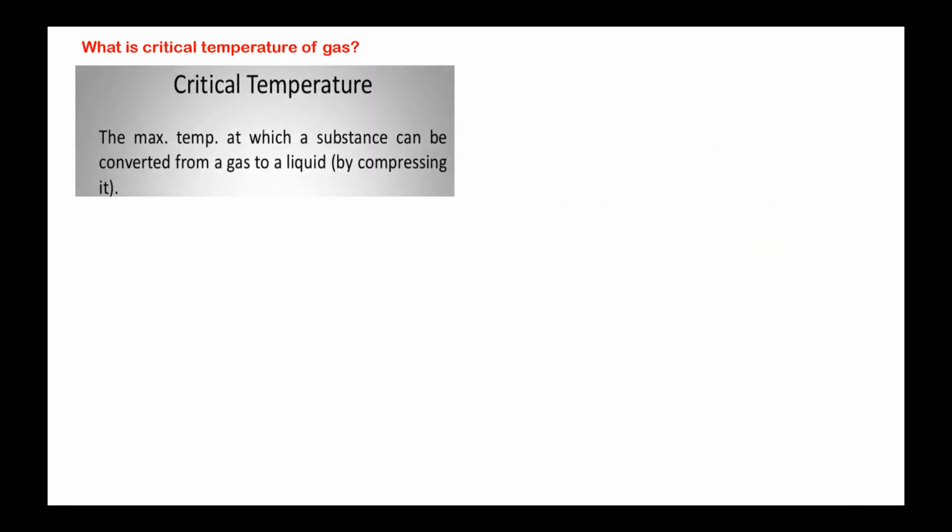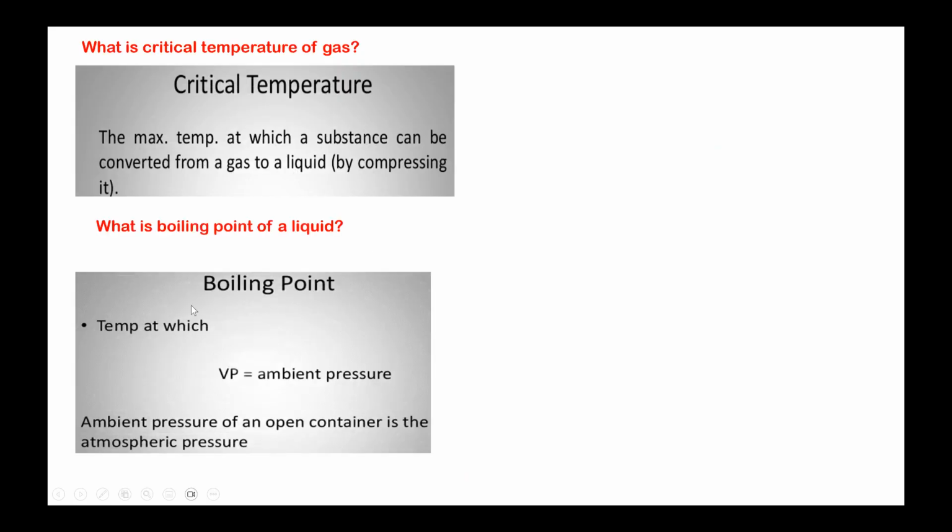So what is critical temperature? It's the maximum temperature at which a substance can be converted from gas to liquid by compressing it. Okay, that is the definition of critical temperature. Boiling point, again, it is the temperature at which the vapor pressure equals the ambient pressure.